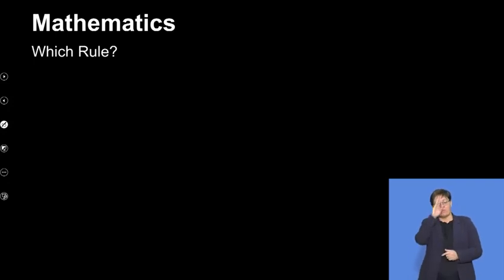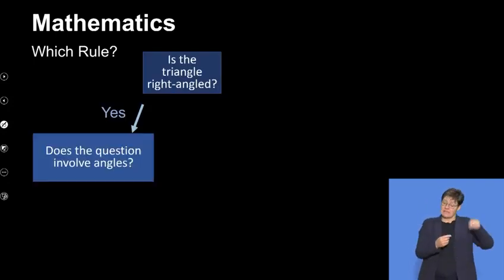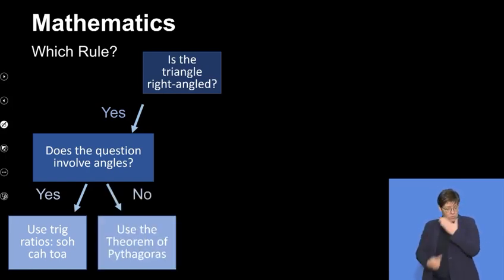So let's remind ourselves again, this is a revision. Which rule do we use? We start off by asking the question, is the triangle right-angled? If it is, then we ask, does it involve angles? If it does involve angles, then we go right into our grade 10 trig. So we use our ratios to solve the triangle. We use sine, cos, and tan. If it doesn't involve angles, then we've got to use the theorem of Pythagoras. Right, so this was grade 10 work.